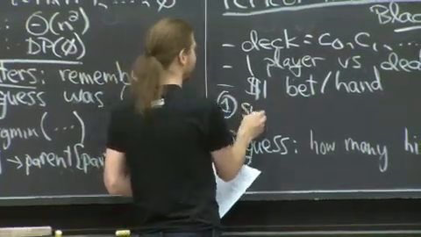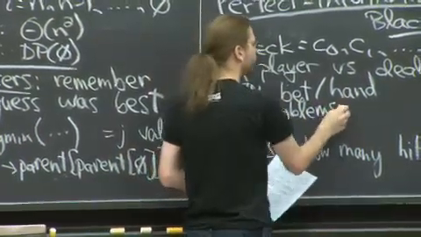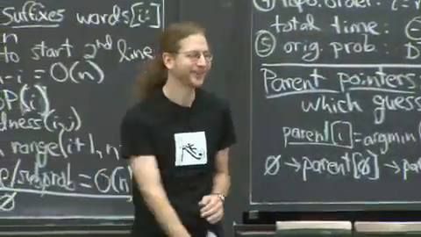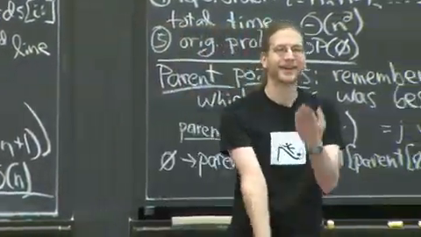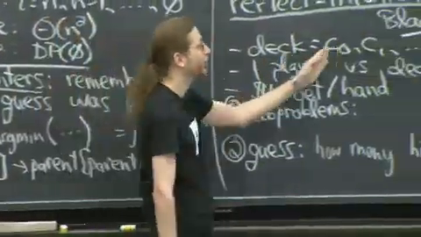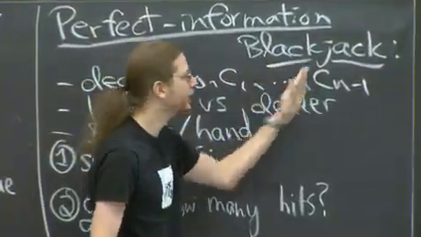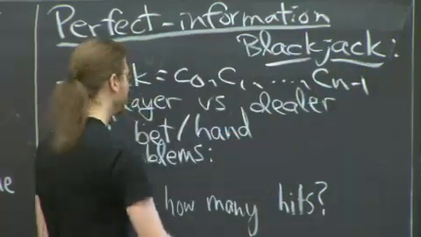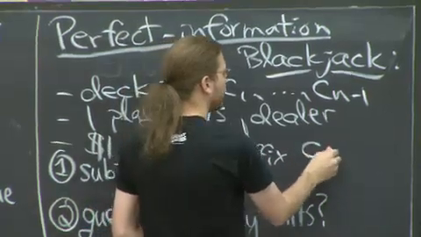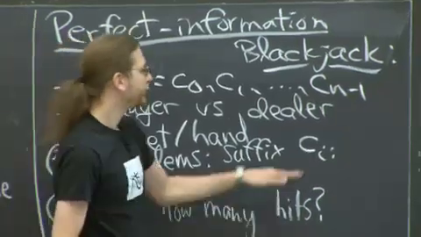Our subproblems: can anyone tell me what our subproblems would be in one word or less? Less would be impressive. Yeah. Where do you start the new hand? Yeah, so it's going to be suffixes of the cards. At some point, we do a play, and then we get to the ith card, and the rest of the game will be from the ith card on. So it's going to be the suffix c i colon, I guess would be the notation here. It's a bit awkward. These are the cards that remain.